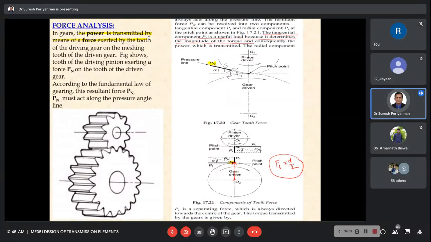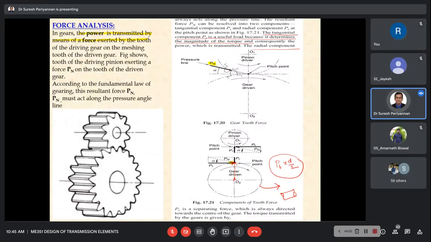But what is the use of the radial component? When this gear is going to be mounted on the shaft, the radial component is also important for designing the gear. Consequently, the power transmitted depends on the tangential component, not the radial component.